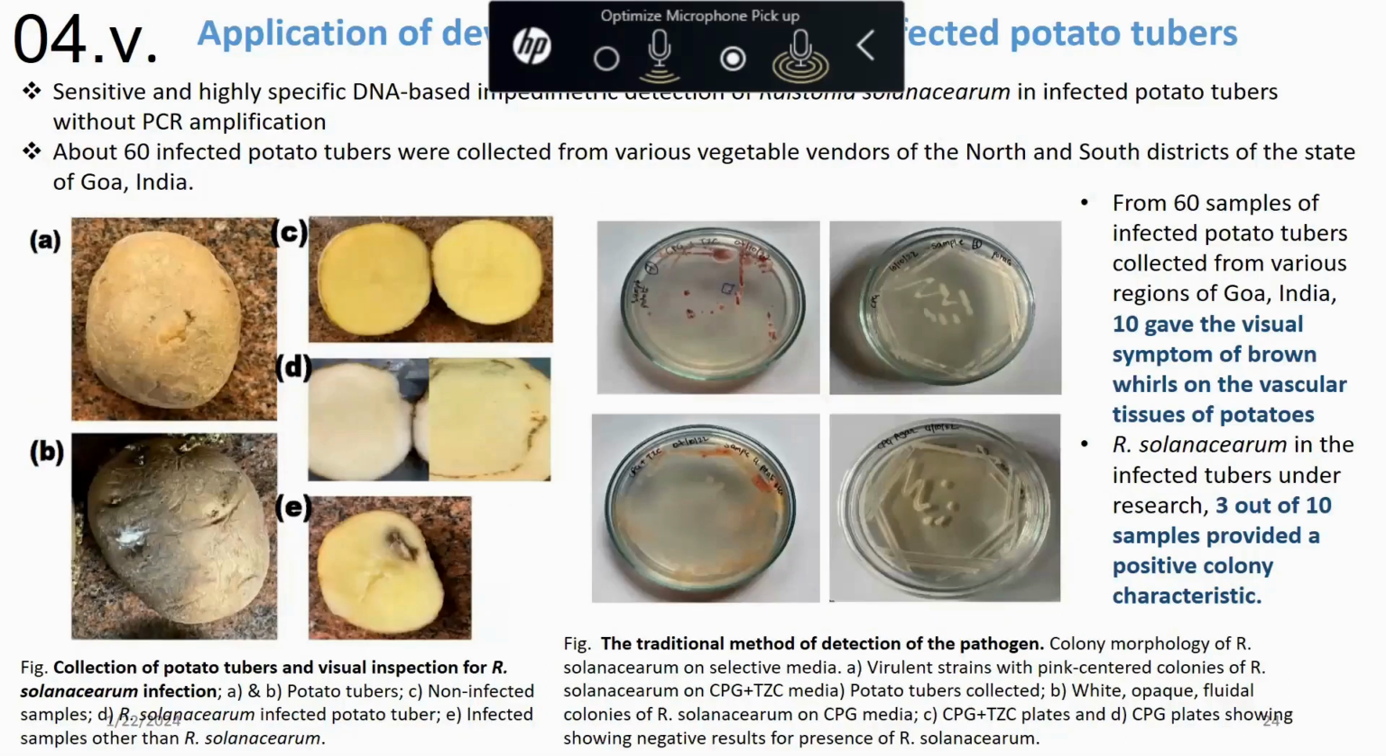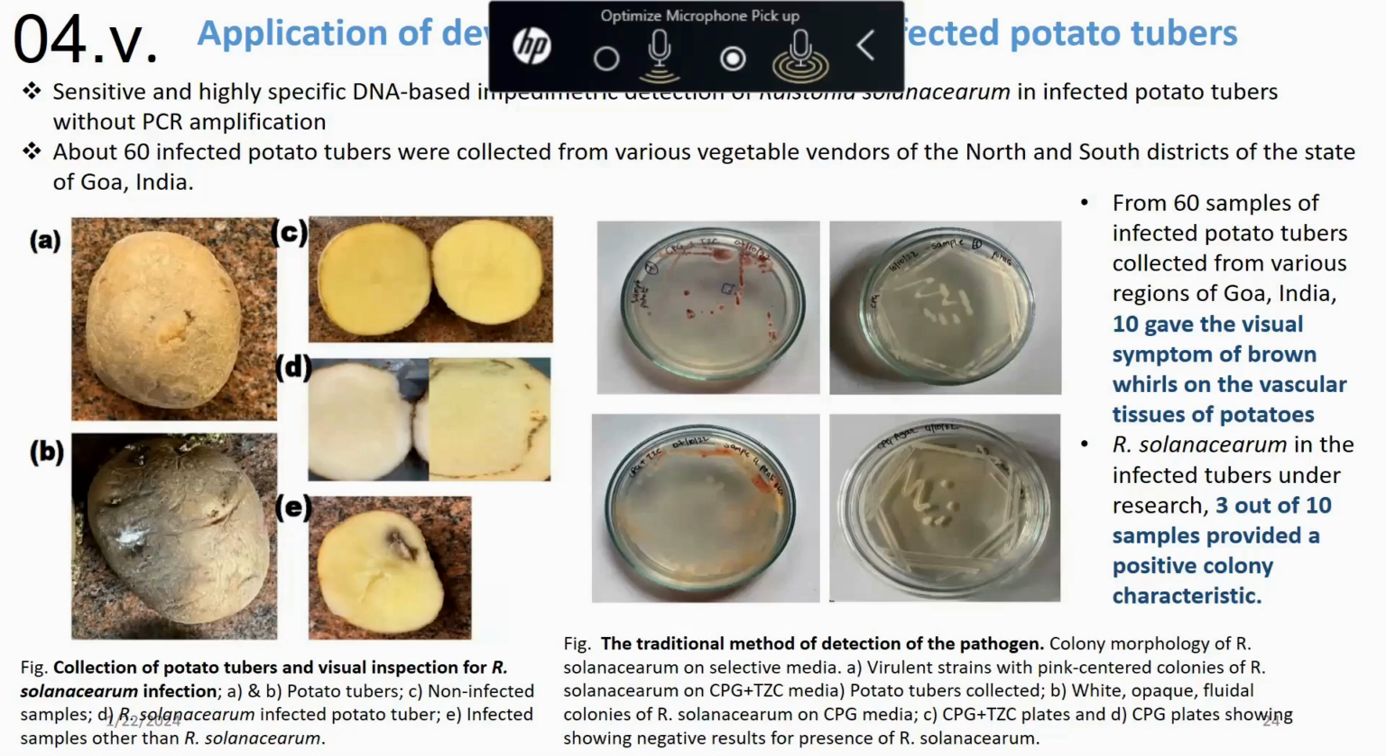Finally, we had to apply this sensor to infected potato tubers. Some 60 infected potato tubers from markets in local regions of Goa itself were collected. They were sliced and examined for browning around the vascular region. If you see this browning, yes, it indicates there is some kind of infection, but is it Ralstonia or is it a secondary infection? We need to see. So this bunch of suspects, and this bunch of potatoes with no visual symptoms but which might have been contaminated with Ralstonia, were tested.